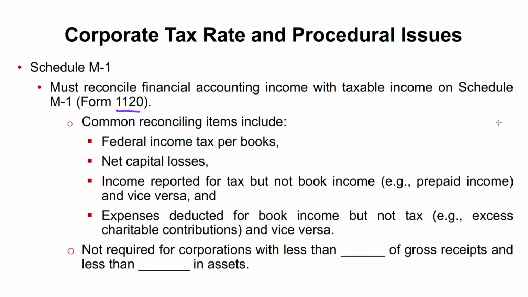It's all about transparency. If you have aggressive positions, or you're showing something different from your financial accounting income, guess what? The IRS wants to know why that's the case. So we have what we call differences. We have permanent versus temporary.